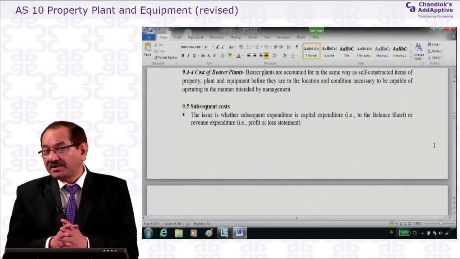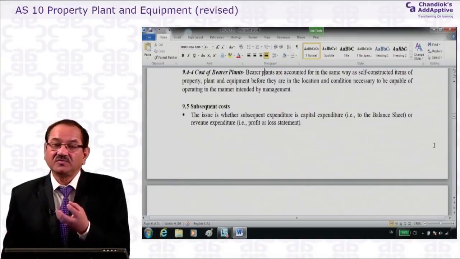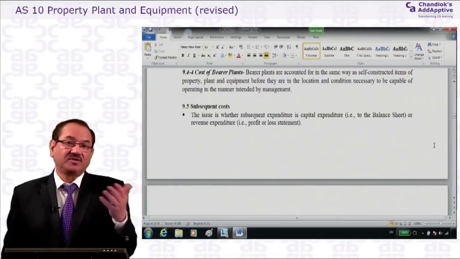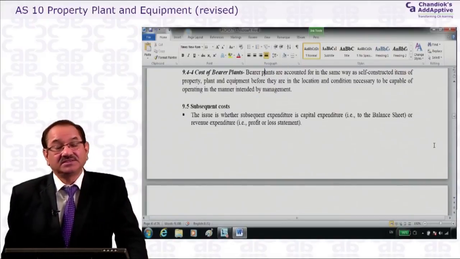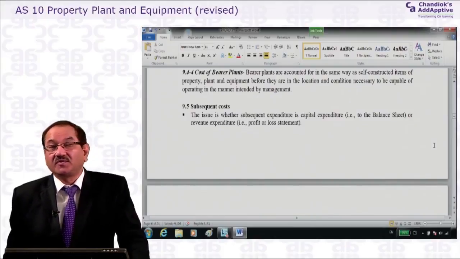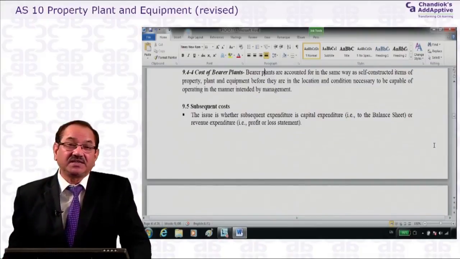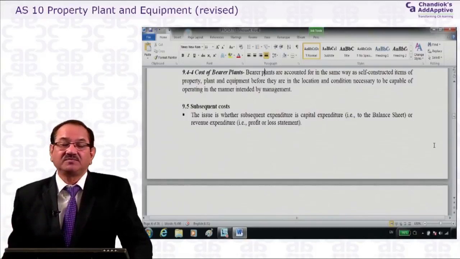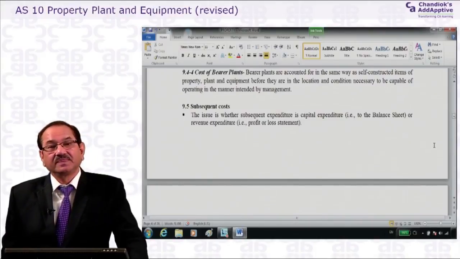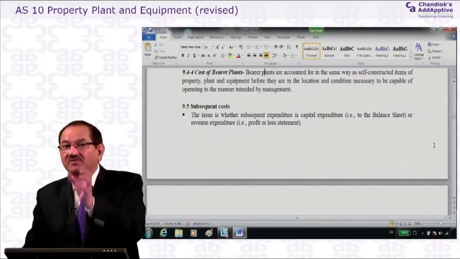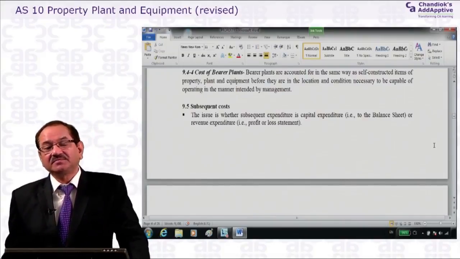Dear student, what have we covered? We have covered what PPE is, what it includes, and the difference we found about the bearer plant in this scope. In the cost, what major difference did you find? You found the initial estimate of the dismantling of the asset after some time. I gave you an example of the lease of 30 years, and that was at the present value. The concept of present value was brought in this standard for the first time.